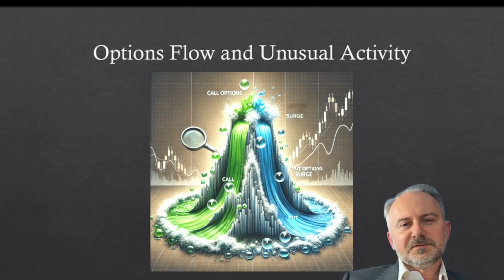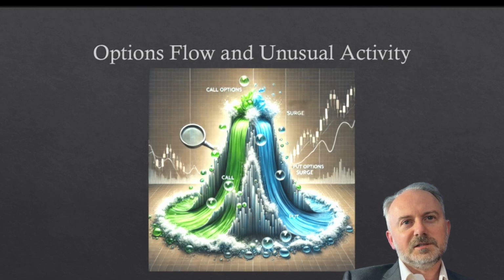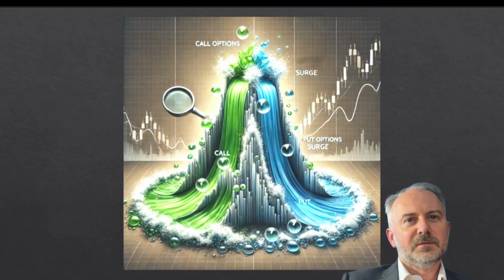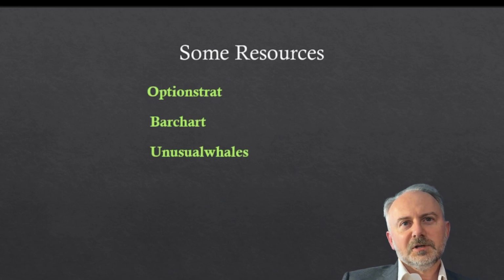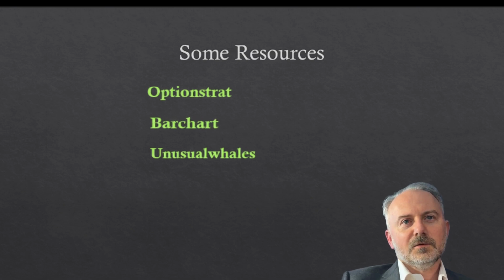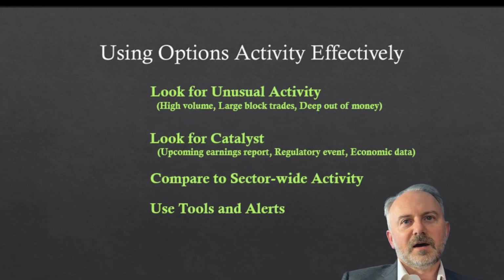Next, options flow and unusual activity. Now, this is really looking for maybe short term oriented, but some real good activist and large institutional activity and information they may have and feelings they have going into an event. Some resources that I use that would identify big options trades would be OptionStrat, Barchart, and Unusual Whales. Those are some resources you can use to find activity within that space.